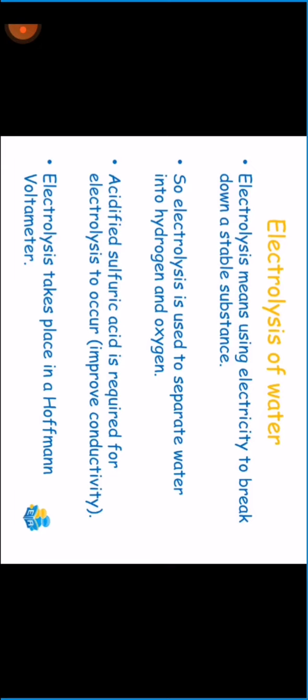Another way of producing hydrogen gas that you may be more familiar with from your junior cycle is electrolysis of water. Electrolysis is using electricity to break down a stable substance. Electrolysis can actually be quite expensive for water, as there is a high cost for the electricity needed. But electrolysis separates water into hydrogen and oxygen, and sometimes sulfuric acid is added to improve conductivity, which you should have known from your junior cycle, and it occurs in a Hoffman voltameter.